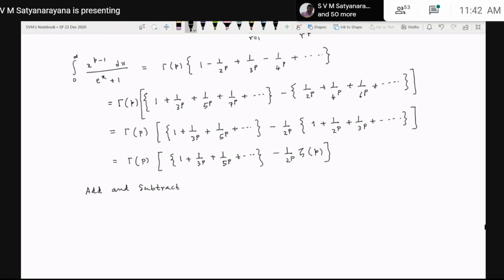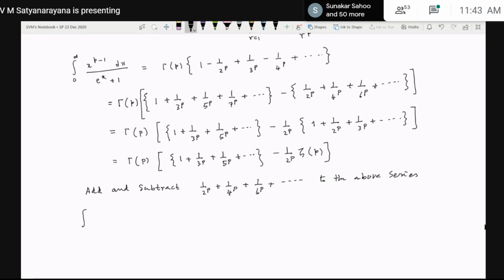Add and subtract this infinite series, that is 1 by 2 to the p plus 1 by 4 to the p plus 1 by 6 to the p, etc., to the above series. Now since you are adding and subtracting, you are not doing anything. So now what happens if you add them?